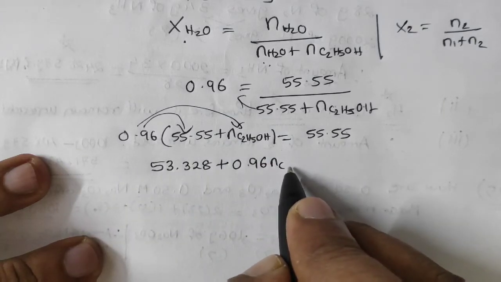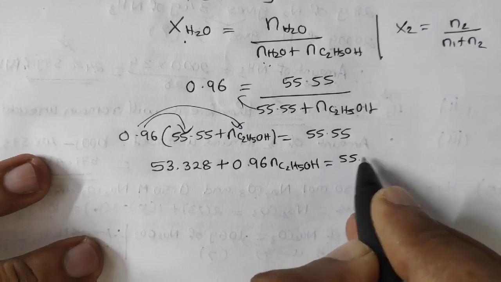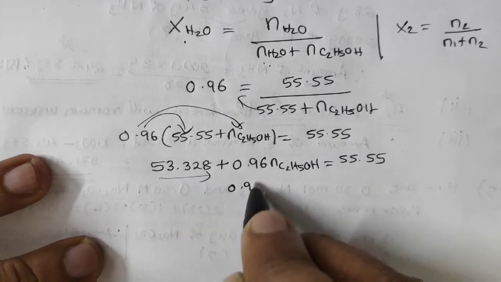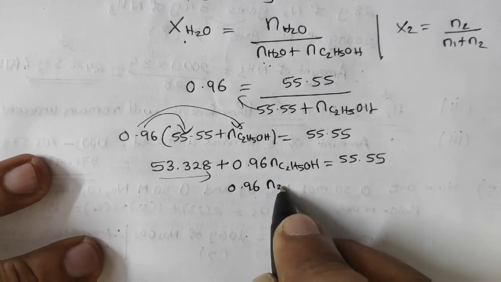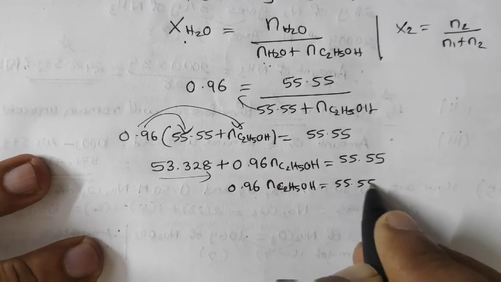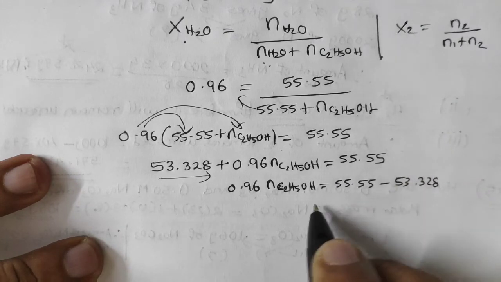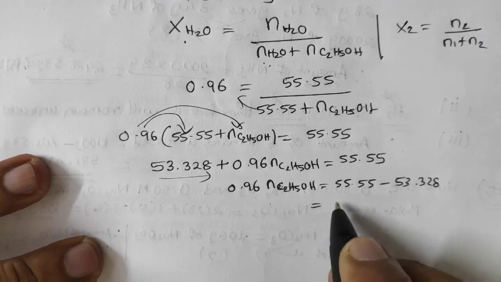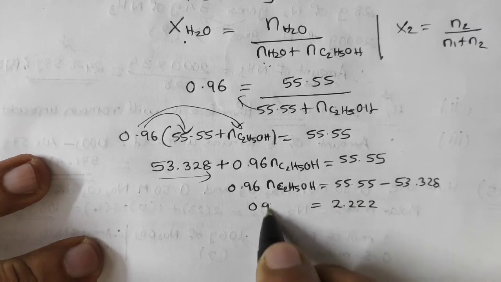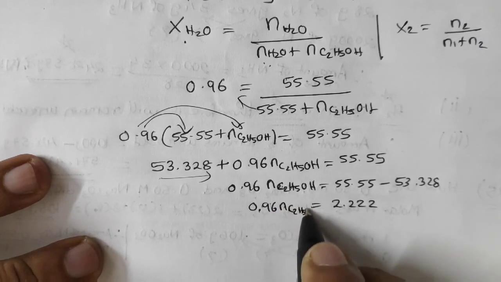So here identity, you know, C2H5OH is equal to 55.55, right? Now this part I will take on the other side, so 0.96 n C2H5OH is equal to 55.55 minus 53.328, which, if you subtract it, you will get 2.222, right? So 0.96 moles of C2H5OH is equal to this.